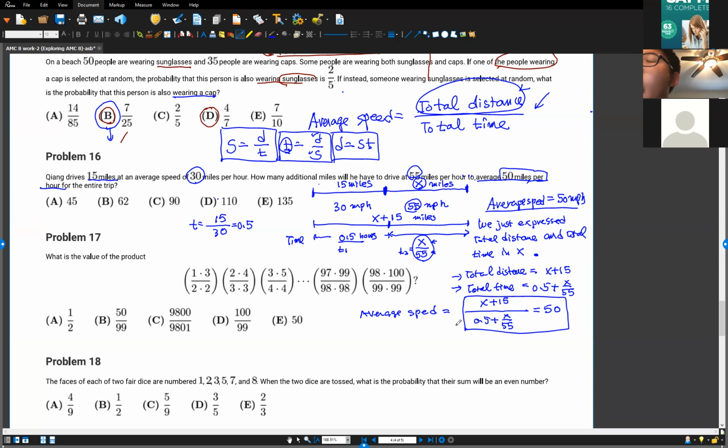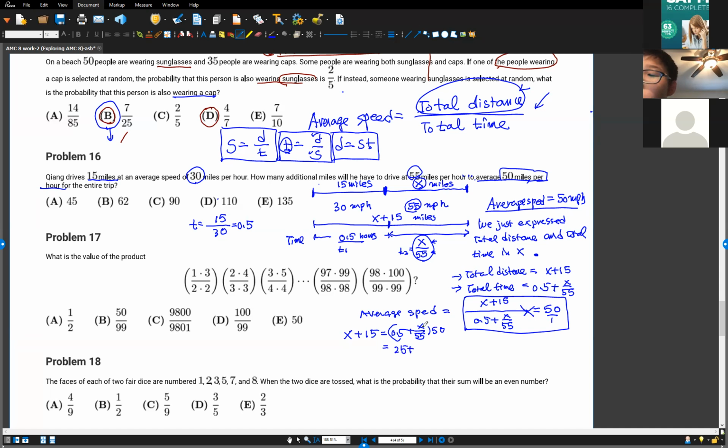You can use cross multiplication. 50 is 50 over 1, so times over here. x plus 50. Now times this way. 0.5, I'm going to times 0.5 times x over 55 and times 50, right? 0.5 times 50, how much? 25.